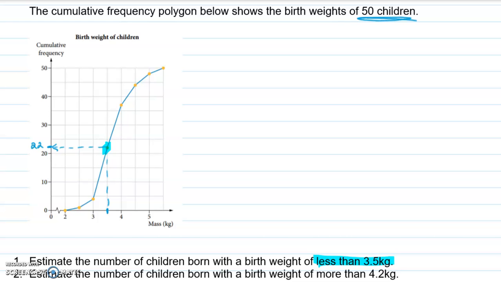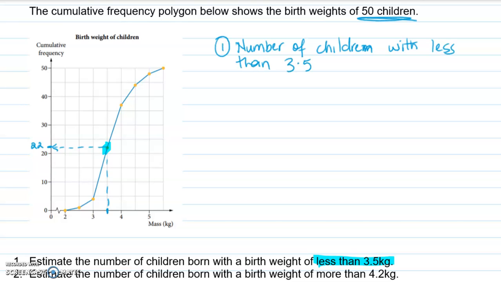So that point is roughly 22.5. It looks more like 22. So anyway, we can write down that the number of children with less than 3.5 kilograms is approximately 22. Okay, so we'll just highlight that over there and that bit over there.